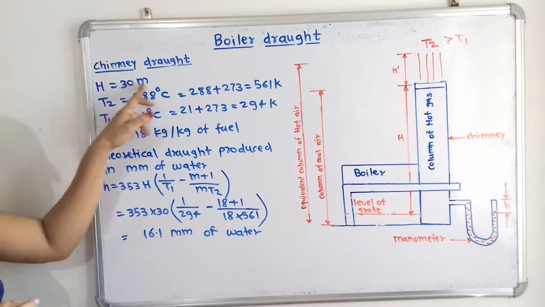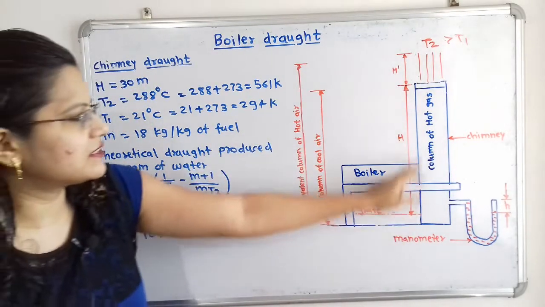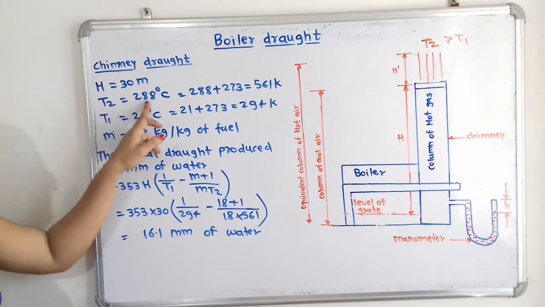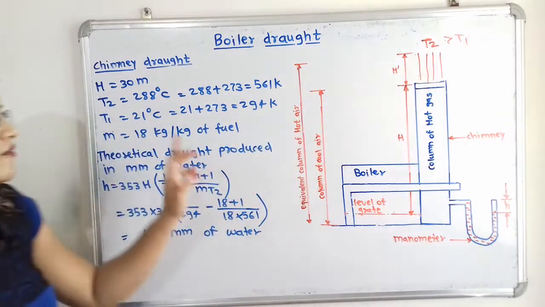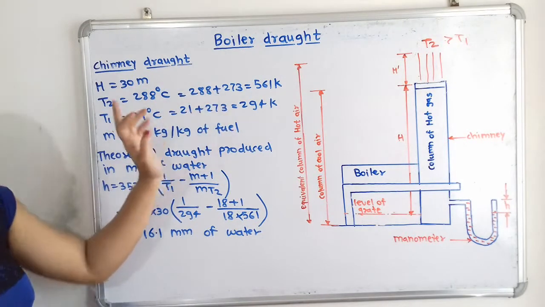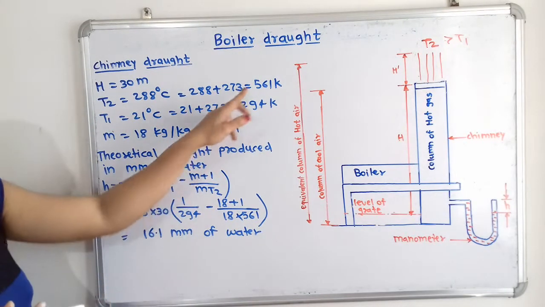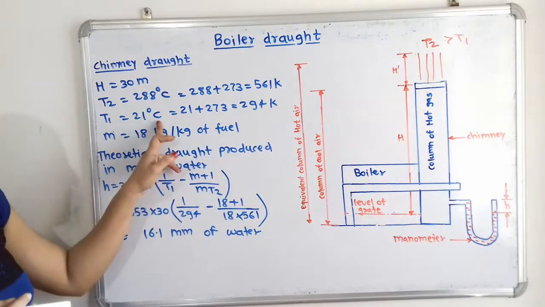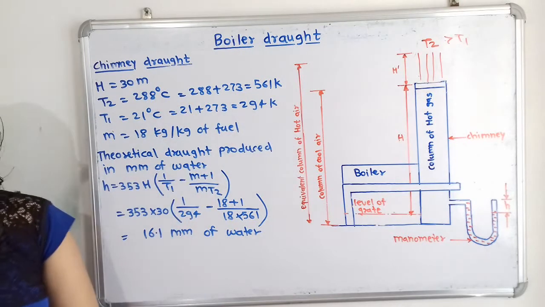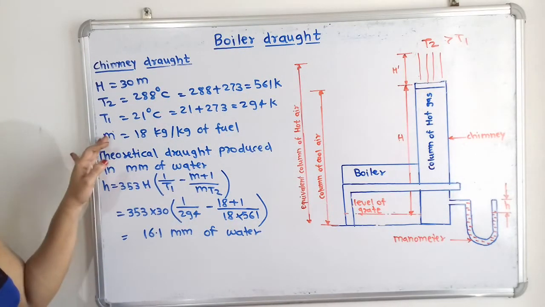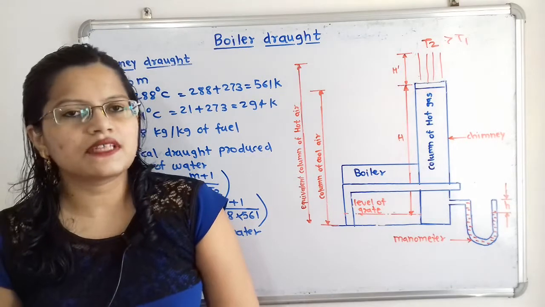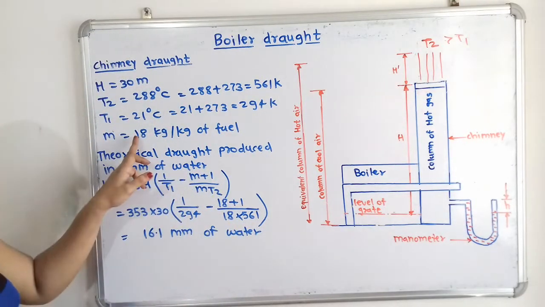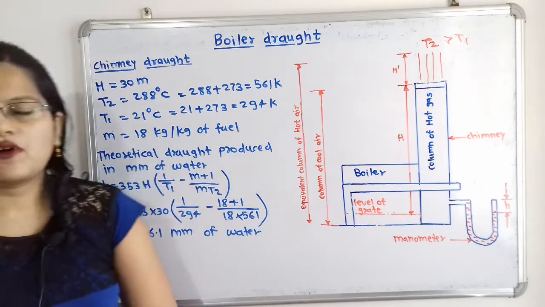Here height is given 30 meter, that is capital H, this is the height of chimney. Then the temperature T2 is given. So temperature T2 is the temperature of hot flue gas, 288 degrees Celsius. So we have to convert it into Kelvin, that is 561 Kelvin. T1, outside air temperature 21 degrees Celsius, that is 294 Kelvin. And here the mass M is given. So this mass M is the mass of air actually required for combustion. So it is 18 kg per kilogram of fuel.